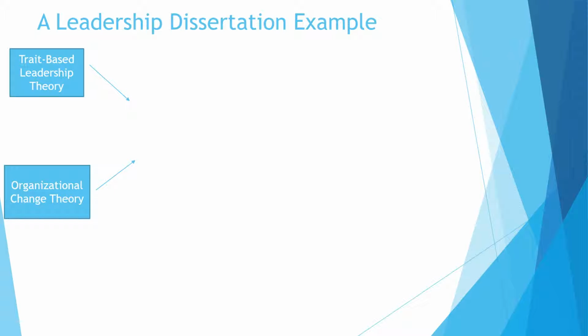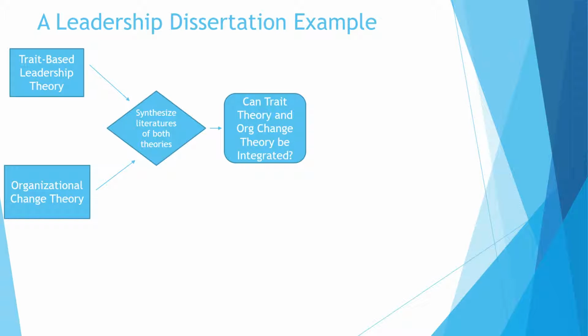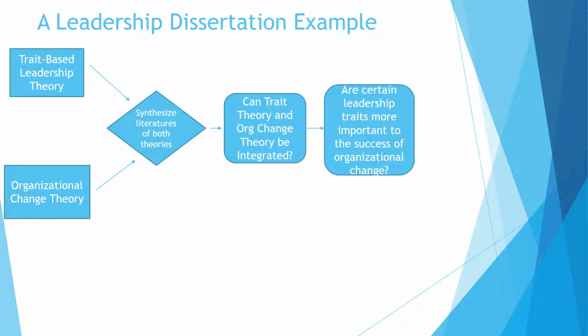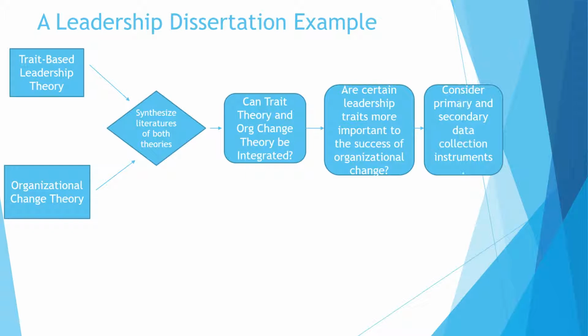So if we take the literature stream from trait-based leadership theory and the literature stream from organizational change theory, now we're going to synthesize those two together and show how these two approaches, if combined, end up with something that would be a useful gap. Okay? Can they be integrated? Can there be a way to use what we know about trait theory with organizational change theory? And a research question might be, are certain leadership traits more important to the success of organizational change? Okay? And that's what the student is going to be looking to investigate.